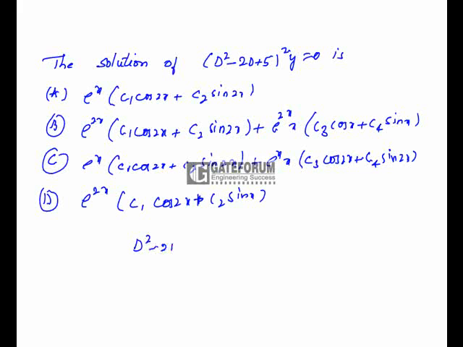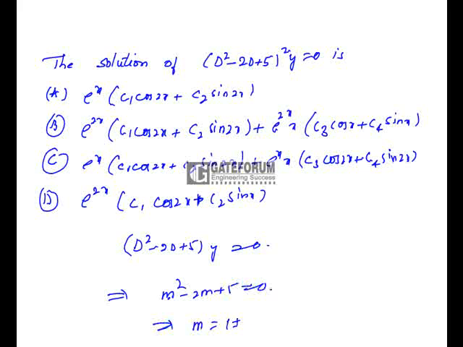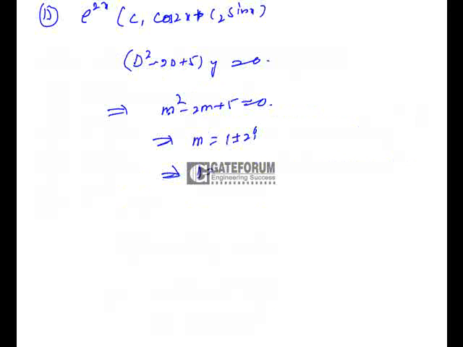D square minus 2D plus 5 times of y is equals to 0. Its auxiliary equation is m square minus 2m plus 5 is equals to 0. That implies m is equals to 1 plus or minus 2i, or it can be written as D is equals to 1 plus or minus 2i.